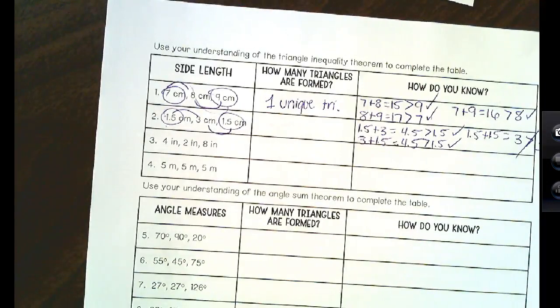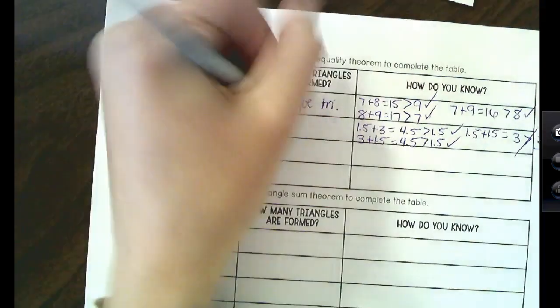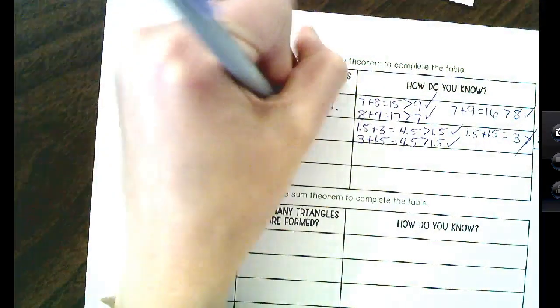So since the triangle inequality theorem didn't hold true for all 3 scenarios, there is going to be no triangle. No triangle.